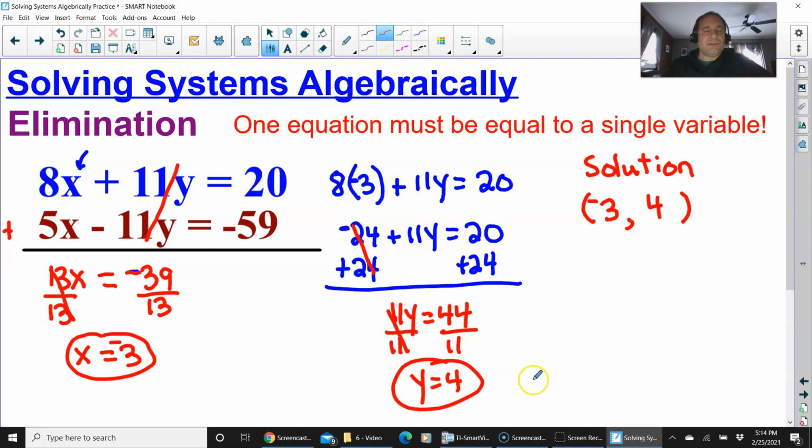And that's the solution, negative 3, 4. All right. Try not to make a mistake. Check it. I was rushing. And there you go. That's the reason why the positives and the negatives are so important, right? Anybody can make those mistakes. Just check your answer and you'll be okay.